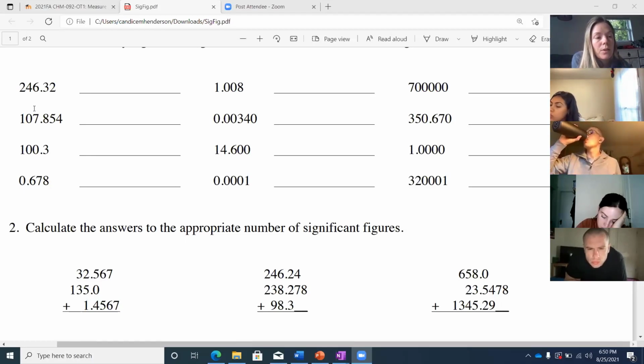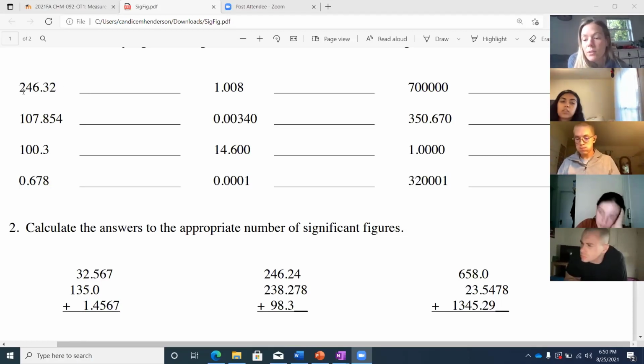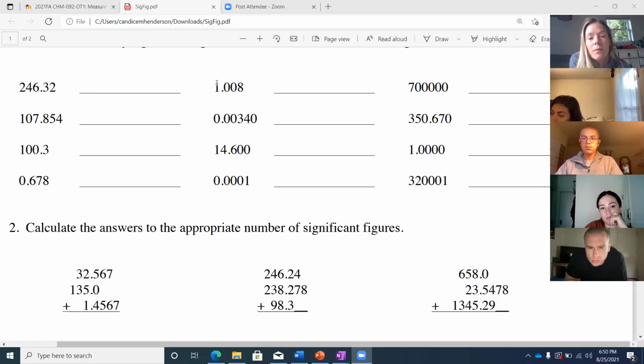Okay, so for this first one here, we have 1, 2, 3, 4, 5 significant figures. All of those values are significant because they're all non-zero. That's a pretty easy one to determine. This here, we've got a 1 that's definitely significant and an 8 that's significant. And then any of the zeros in between those are also significant. So all 4 of these are significant.